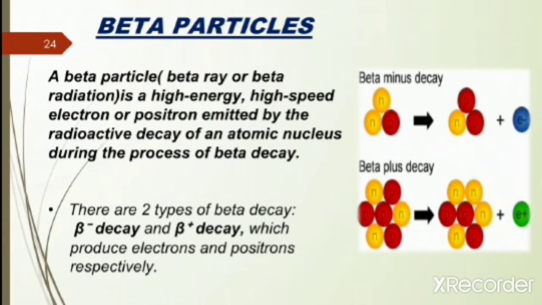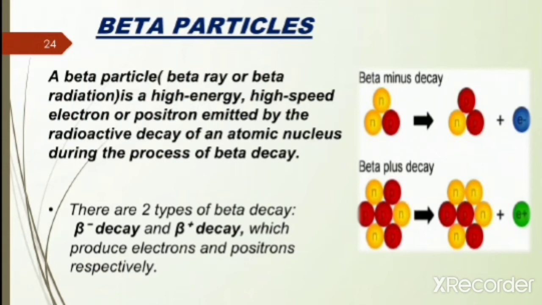Beta particles are also called beta rays or beta radiation. It is a high energy, high speed electron or positron emitted by the radioactive decay of an atomic nucleus during the process of beta decay. This is clear that a beta particle is a positron or electron, which is a byproduct of a radioactive decay of an atomic nucleus. Since the product formed is beta particles, it is called a beta decay.